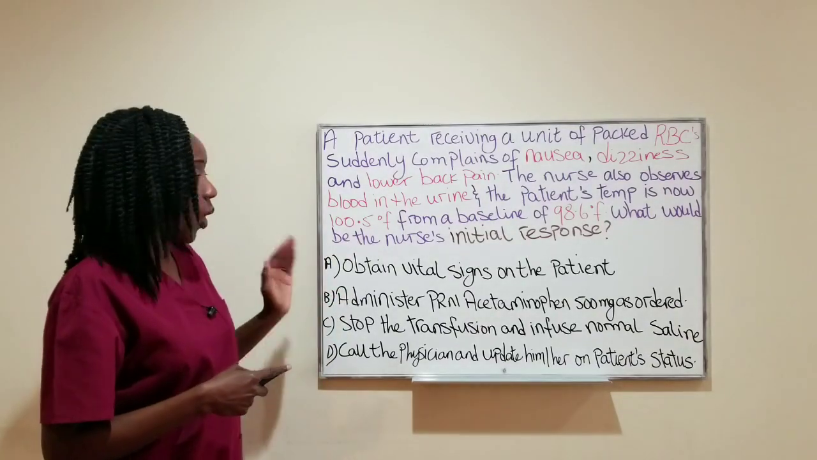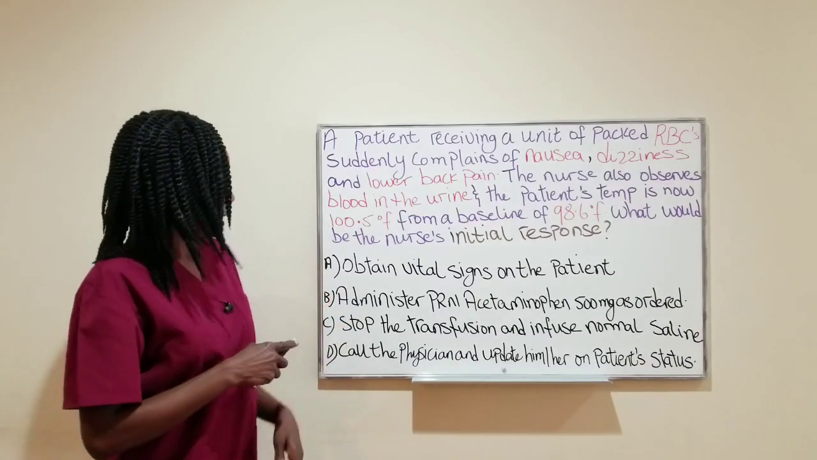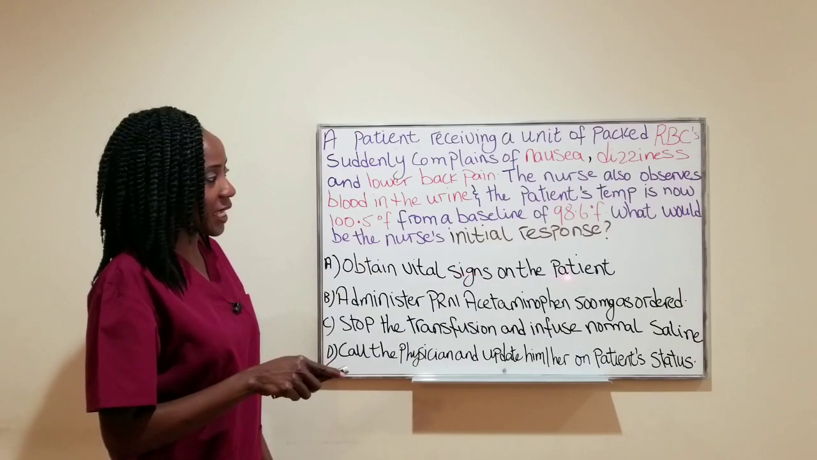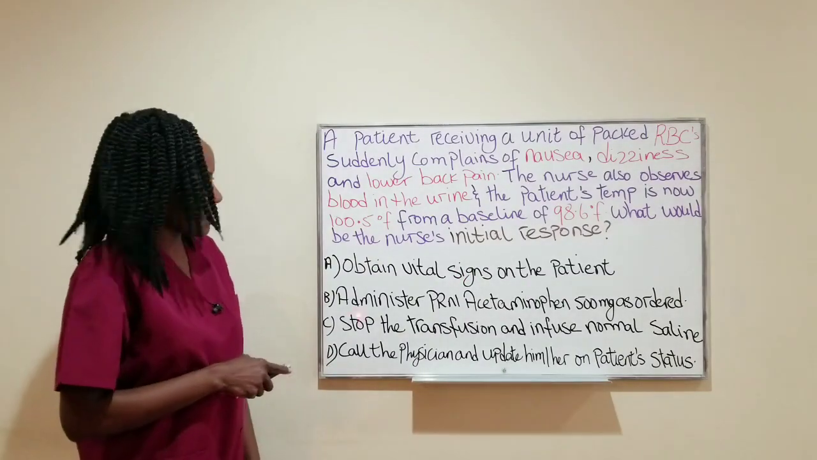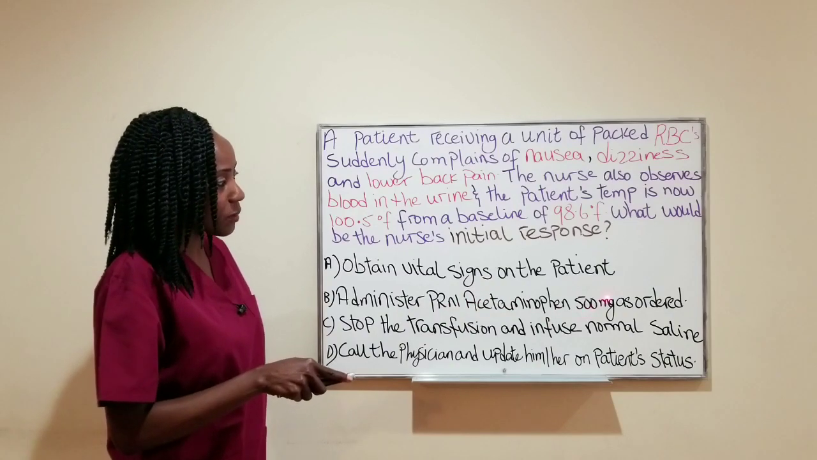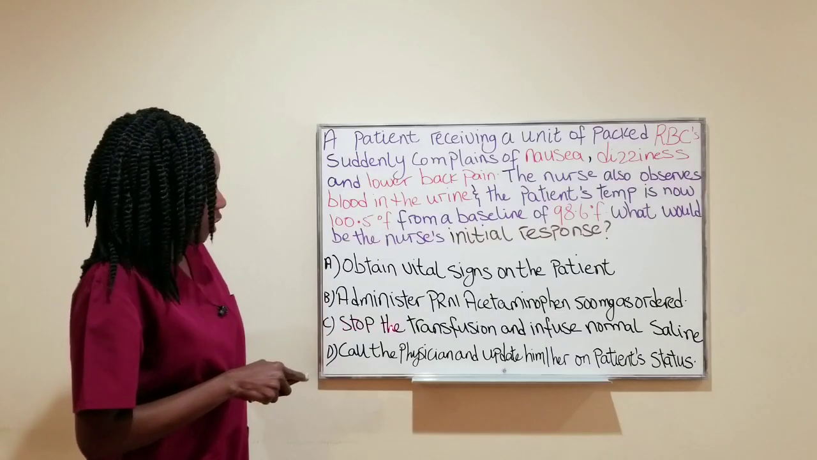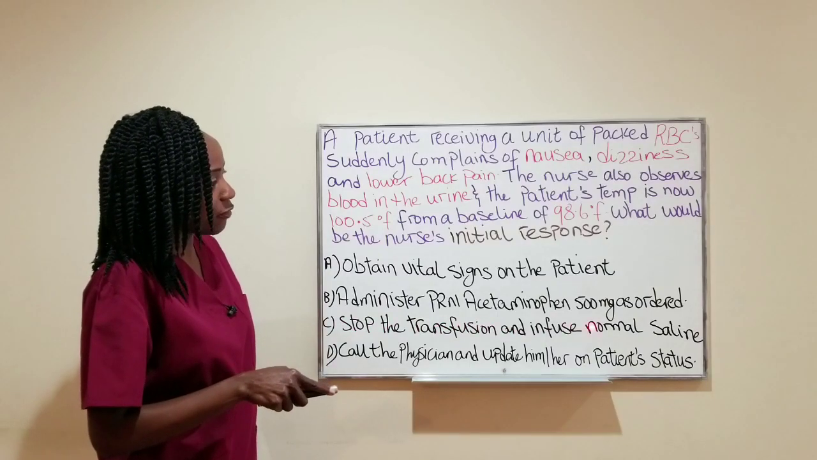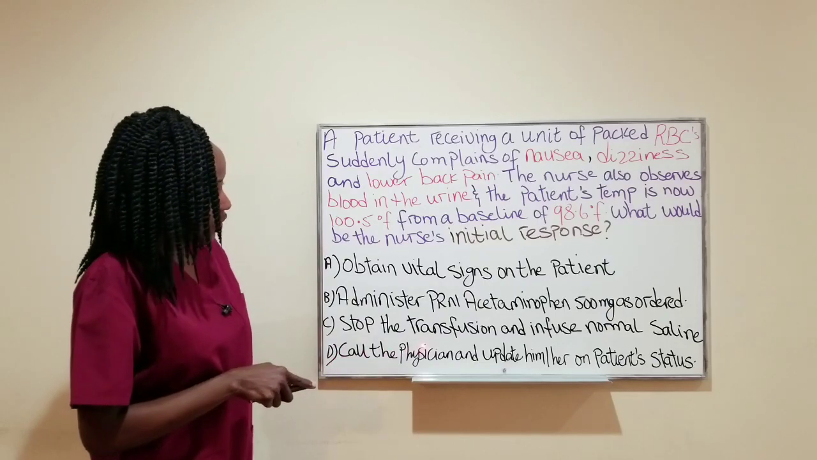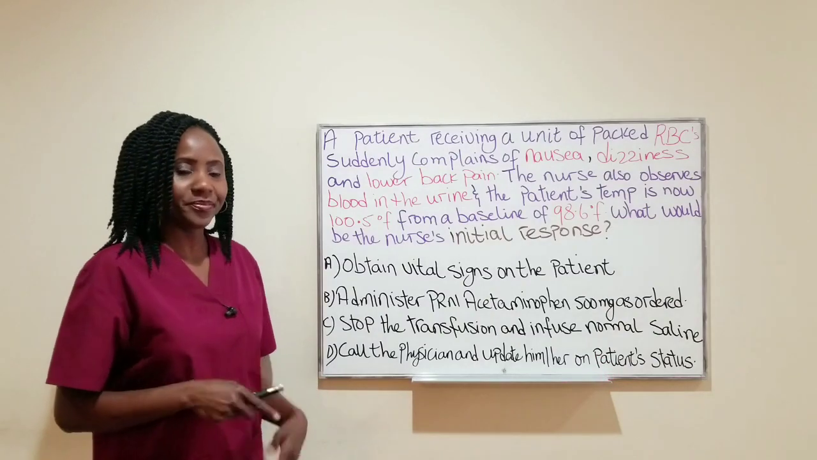Let's read all of the options and then we'll go over each individually. Option A, obtain vital signs on the patient. Option B says, administer PRN acetaminophen 500 milligrams as ordered. Next, C, stop the transfusion and infuse normal saline. And D, call the physician and update him or her on the patient's status.